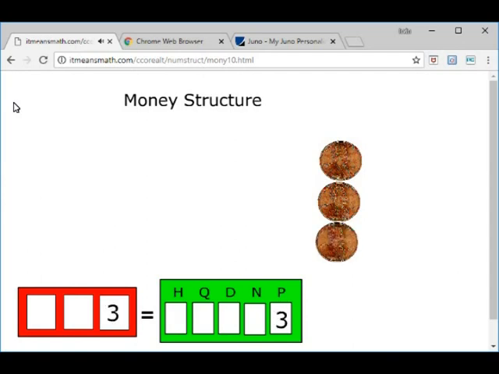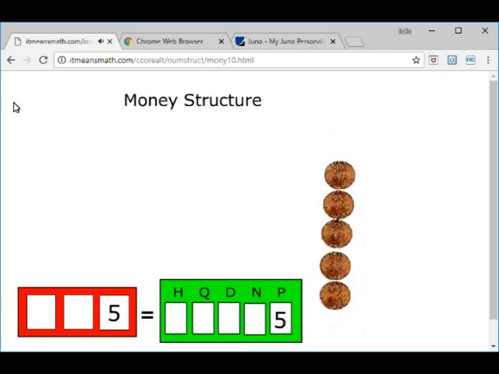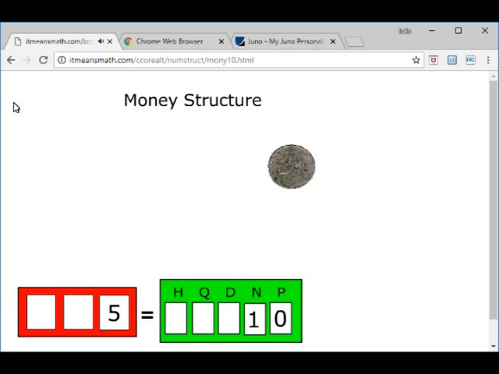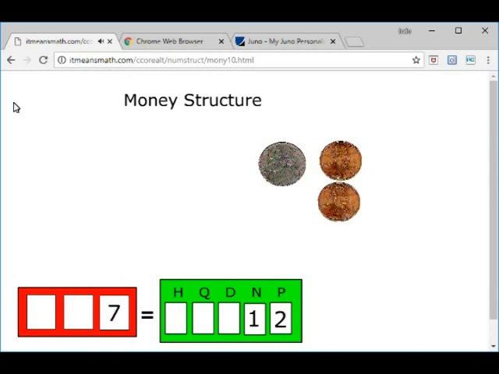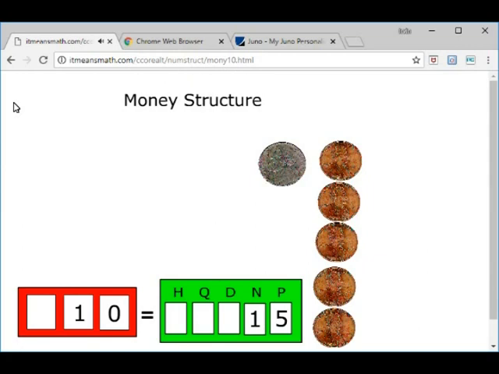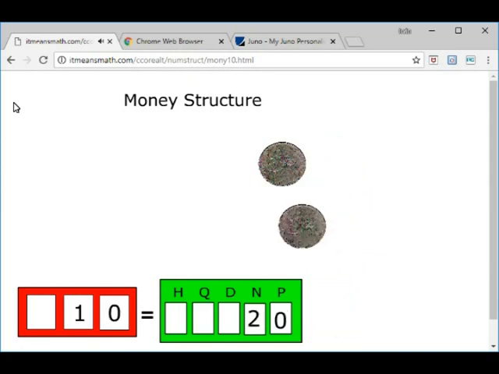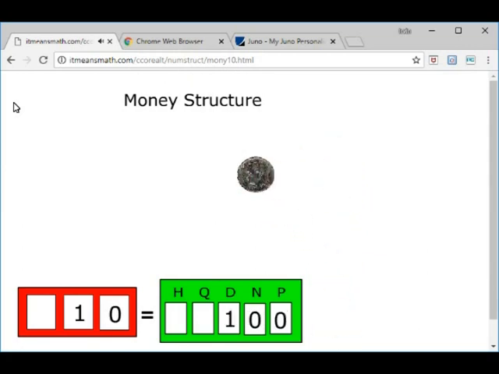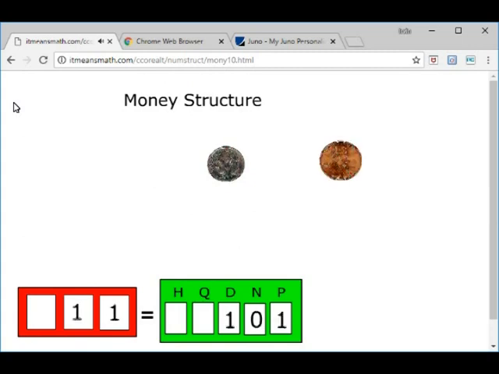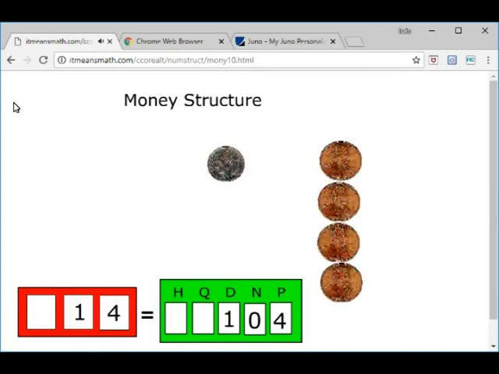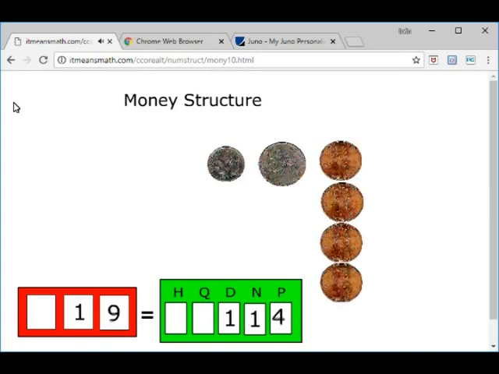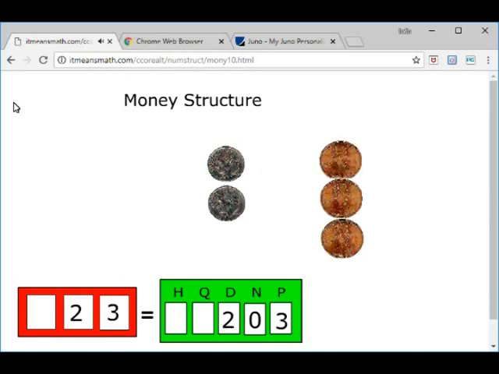2, 3, 4. When we get 5 pennies, that becomes 1 nickel. 6, 7, 1 nickel and 2 pennies. 8, 9. Again, we get 5 pennies, that becomes 1 nickel. The 2 nickels become 1 dime. 1 dime, no nickels and no pennies. 11, 12, 13, 14, 15. We get a nickel again.